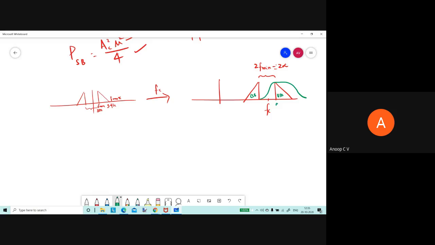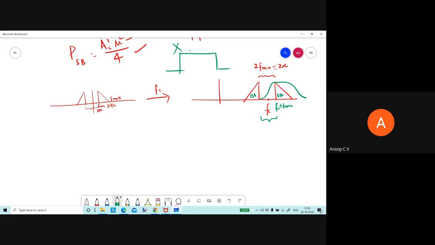So this filter, this is fc plus f min, right? It should have a finite roll-off like this. Just imagine if this gap is very small, then it is very difficult for us to realize a practical filter. In the ideal case, when we derived the time domain expression, we considered a filter like this. But in practice, we can't come up with a filter with a sharp cutoff. There will be a finite transition, a finite roll-off. So ideally we can't have this.